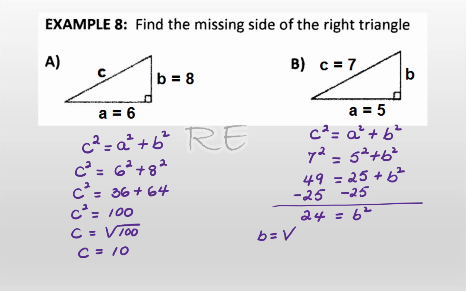Therefore, b is equal to the square root of 24, which of course can be simplified since 24 is 4 times 6 and 4 is the perfect square. B is equal to the square root of 4 times the square root of 6. Therefore, b is equal to 2 square root of 6.